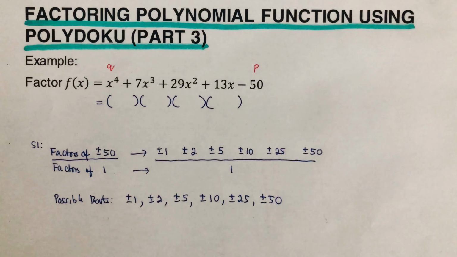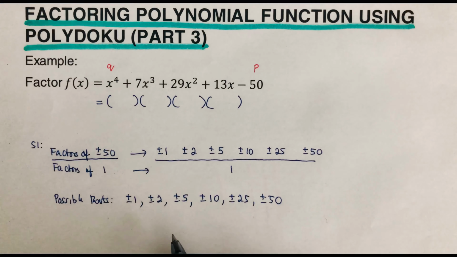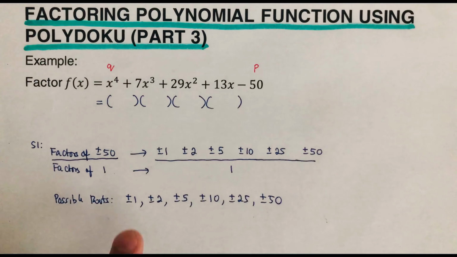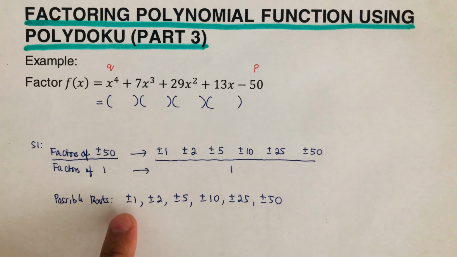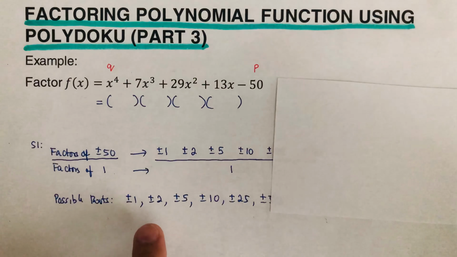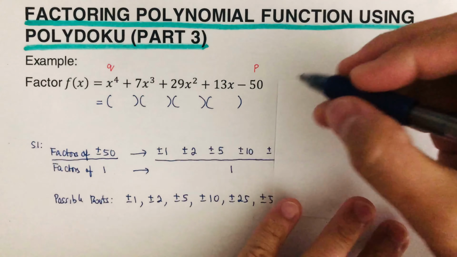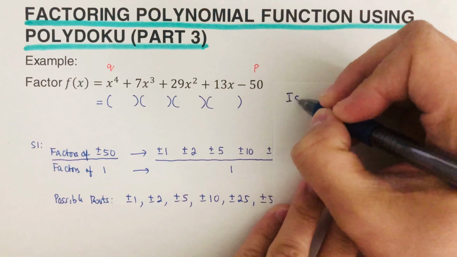Okay. Since we are done writing the possible roots, we're ready to move on to the second step. The second step is to use Polydoku to test which one of these are factors. So we're going to test each one of these. We're going to start with x plus 1. Our task is to determine, is x plus 1 a factor? I'm just going to write it up here.